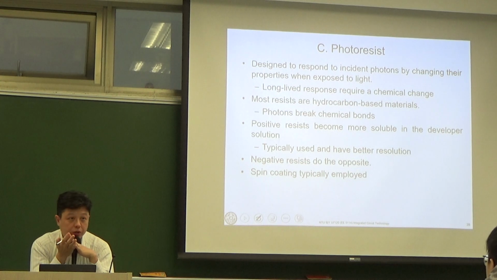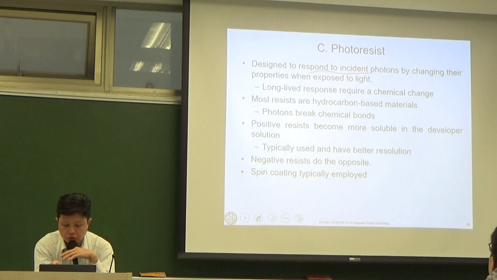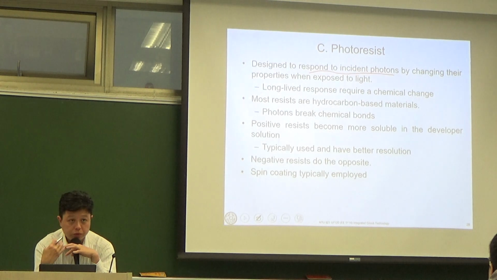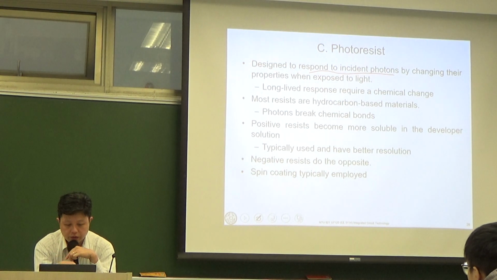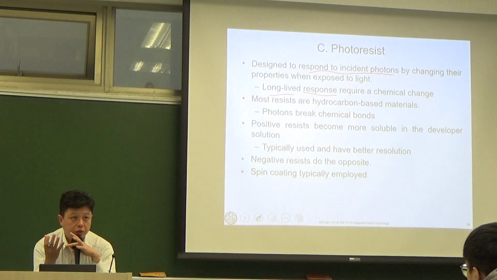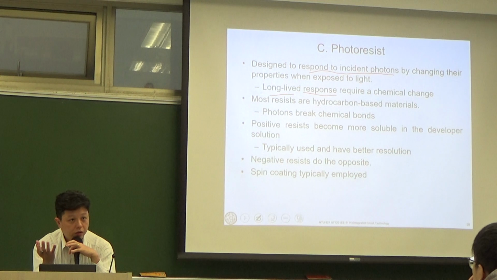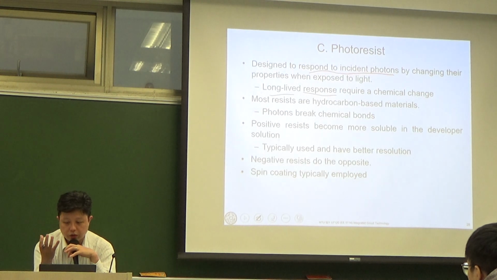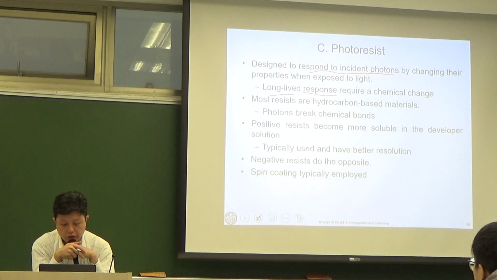Okay, so this kind of material is designed to respond to your incident photons. Those photons we just explained earlier. There's a laser source, with different wavelengths in different systems. Then when they respond or react to those photons, they will begin to change their properties when they're exposed to light. And this response has to be long-lived, which means once you change, then it changed. I don't want it to change anymore, so it can remain in a very stable state, right? Before you do the development.